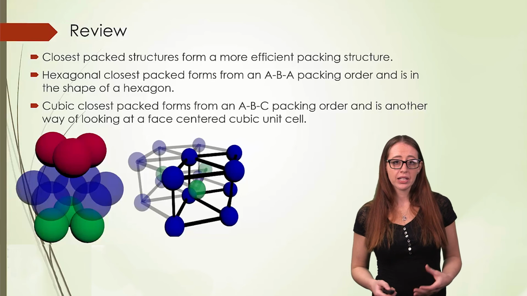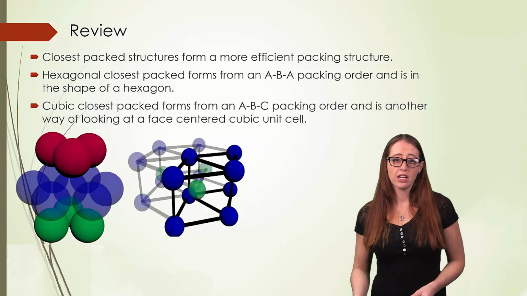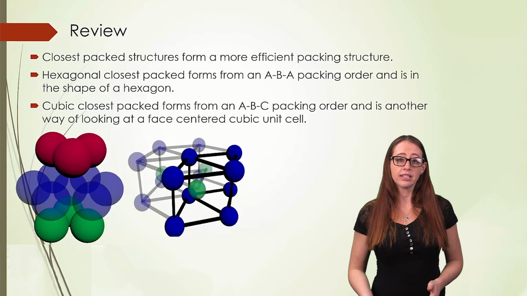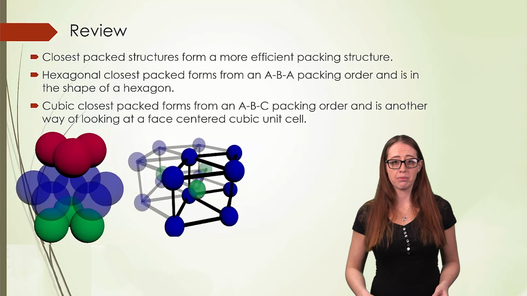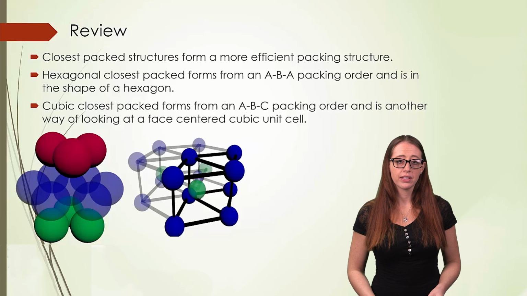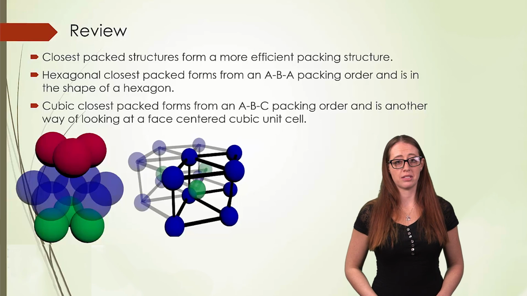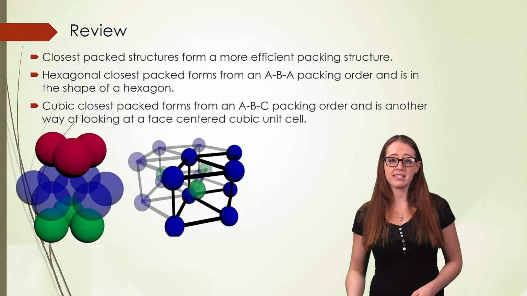In review, closest packed structures form an efficient packing structure. Cubic and hexagonal can both form depending on how the molecules happen to stack. Hexagonal closest packs come from an ABA packing order, while cubic closest packed structures come from an ABC packing order.